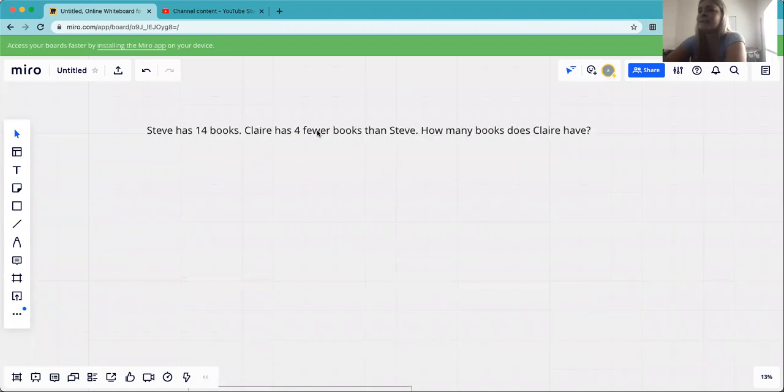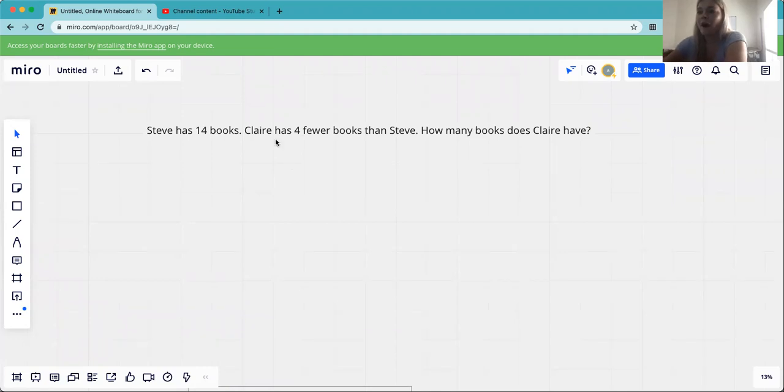It says Steve has 14 books. Claire has 4 fewer books than Steve. How many books does Claire have? So I need to figure out, what is this question asking me? At the end, it says, how many books does Claire have? So I'm trying to figure out, again, how many books Claire has.